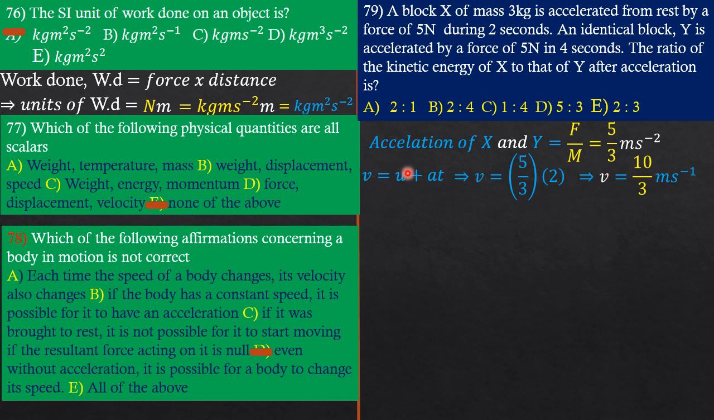Now, guys, to get the velocity attained by block Y in a similar manner, we're going to say our V is equal to, the acceleration is 5 over 3. The time is 4 seconds, as the equation gave us here, 4 seconds. So we have 4. This is going to give us an answer of 20 over 3 meters per second.